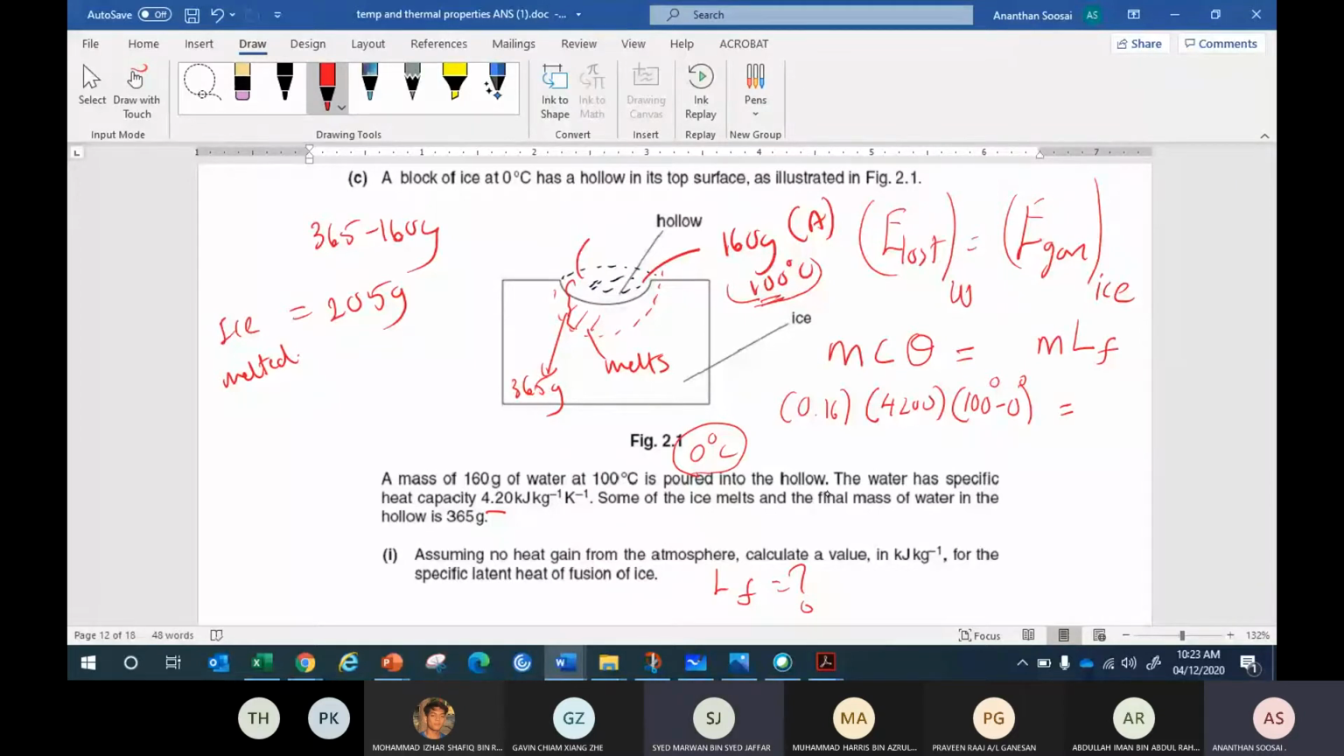The latent heat of fusion of the ice is gained, not MC theta. But what mass do you use? What is the mass of the ice which is melted? How much ice has been melted? 205 gram, so the ice melted is 0.205 kilogram. Multiply by the LF. That's it, so find the LF. Anyone got the answer?